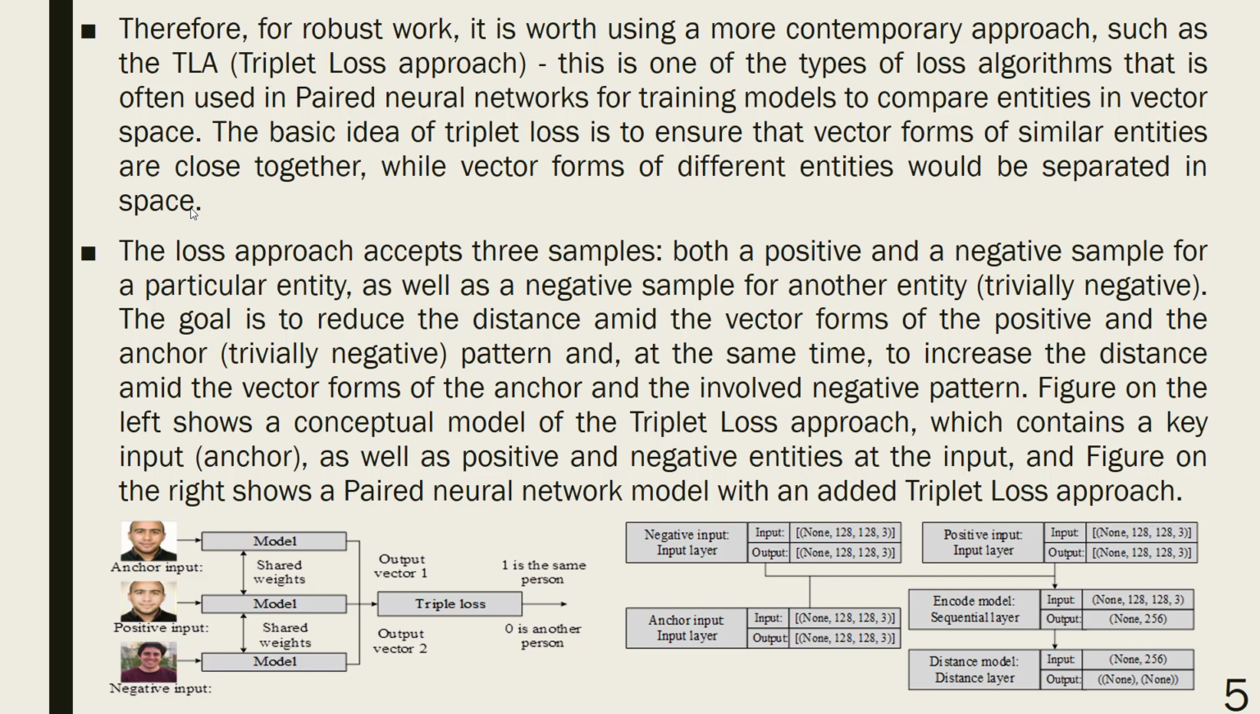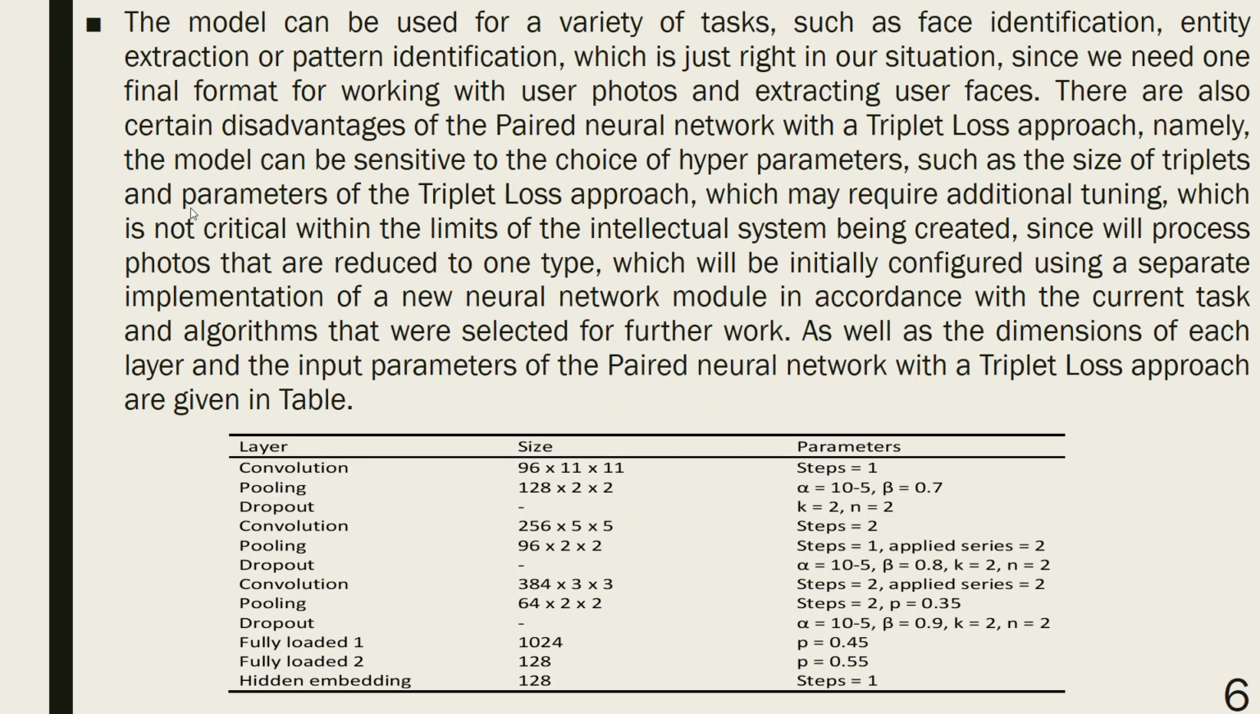Figure on the left shows a conceptual model of the triplet loss approach, which contains a key input anchor as well as positive and negative entities at the input, and figure on the right shows a paired neural network model with an added triplet loss approach. The model can be used for a variety of tasks, such as face identification, entity extraction, or pattern identification, which is just right for our situation, since we need one file format for working with user photos and extracting user faces. There are also certain disadvantages of the paired neural network with a triplet loss approach.